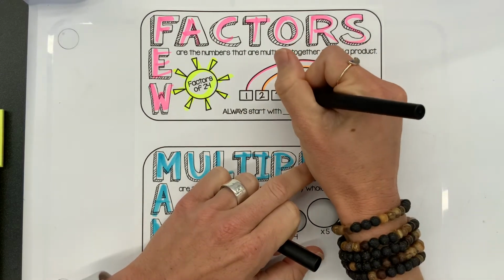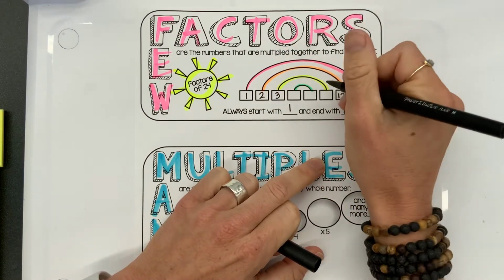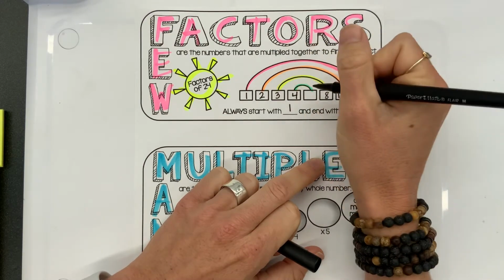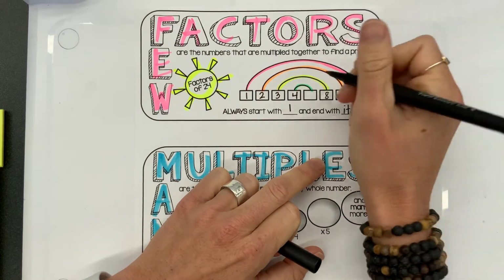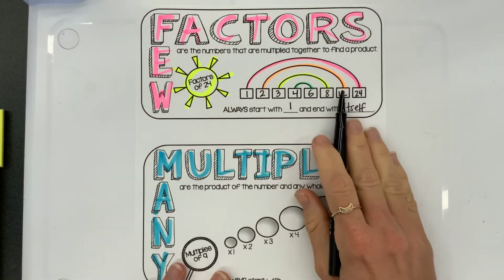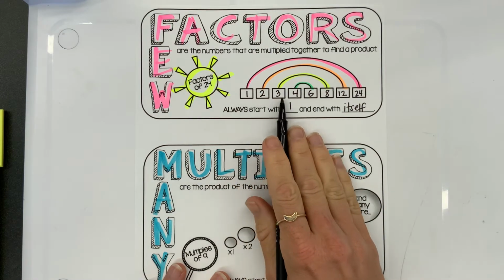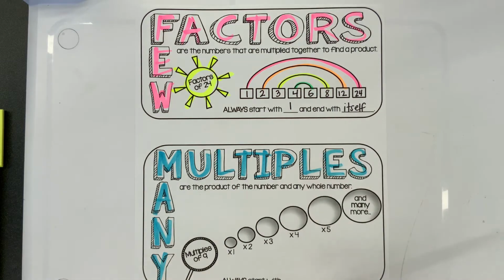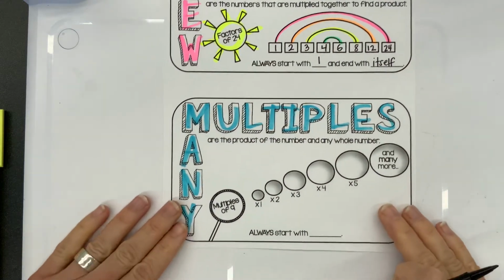And then I know 3 is also a factor, and that goes with 8. And then I also know that 4 is a factor of 24, and its factor pair goes with 6. So I can see that the factors of 24 are 1, 2, 3, 4, 6, 8, 12, and 24. All right, and then we have multiples.